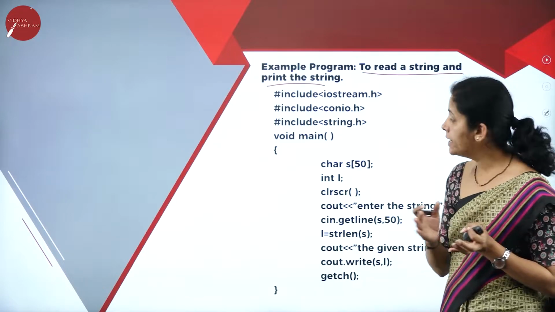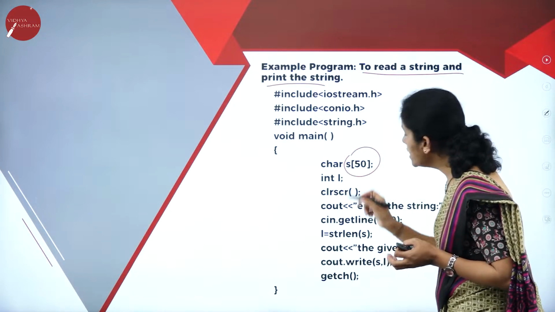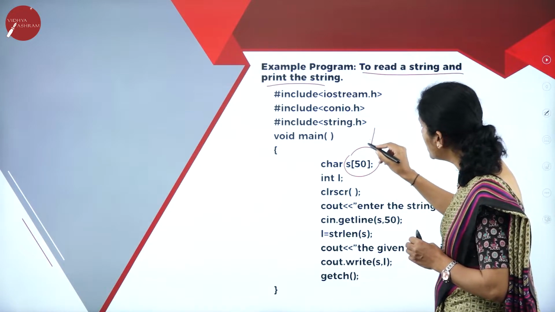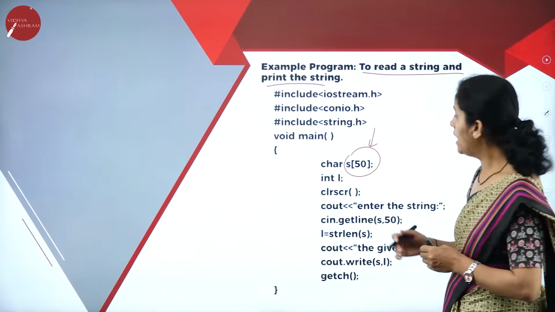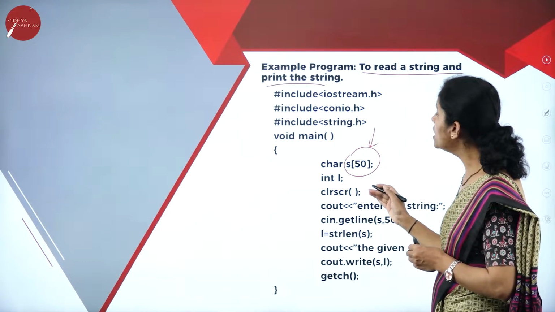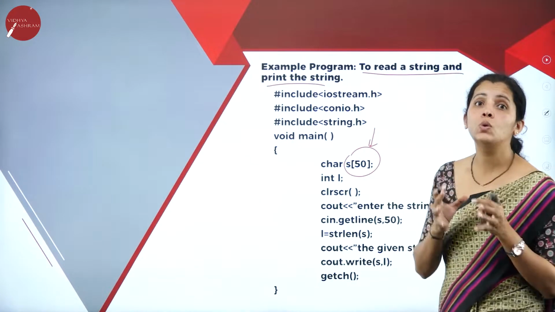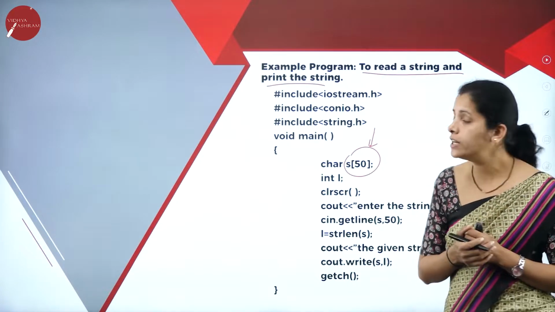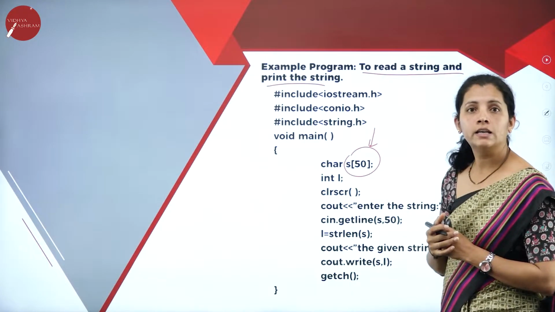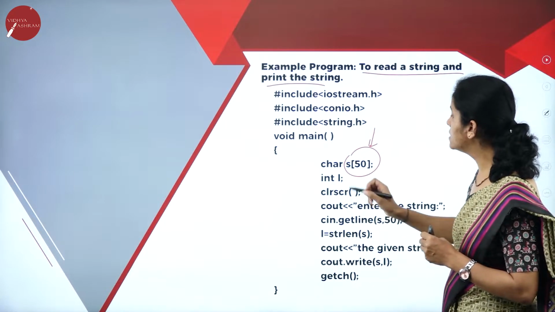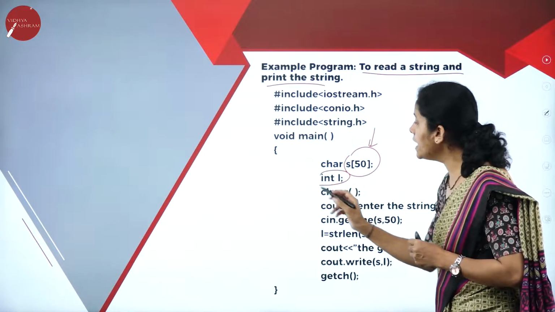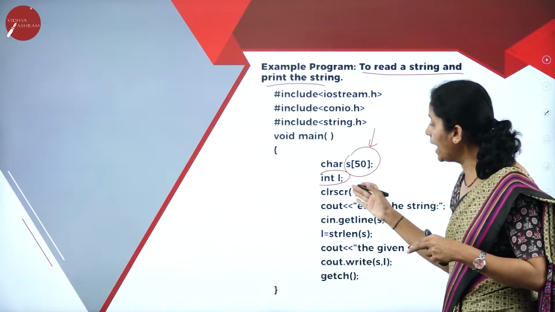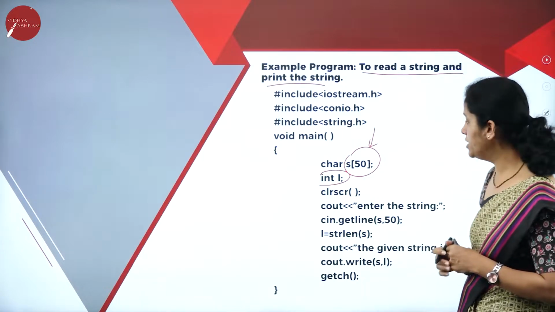So dear student, the name of the array is S, and it is of type character array, and it is responsible for reading or storing 50 characters. And what's the memory allocated for this array? It is 50 bytes. Now I'm going to take one more variable called L, and it's of type integer.